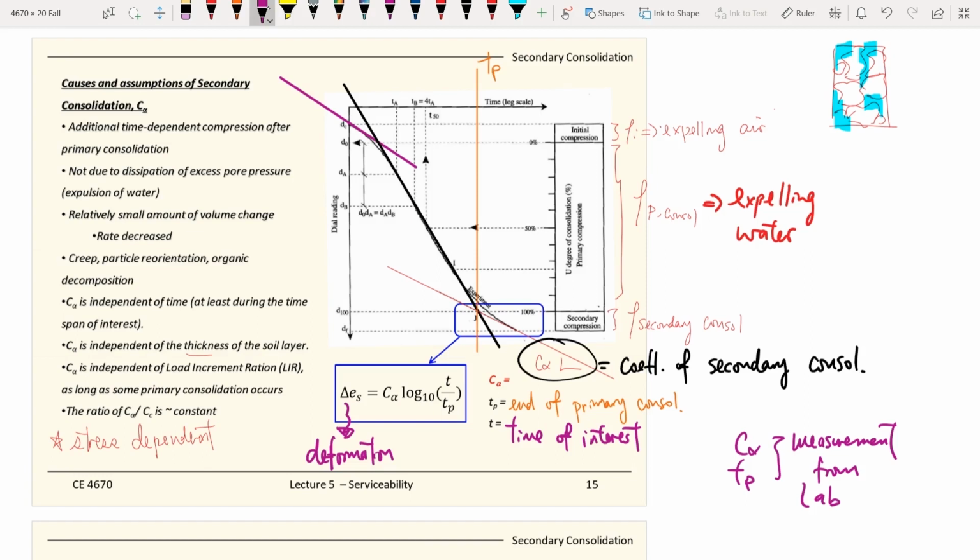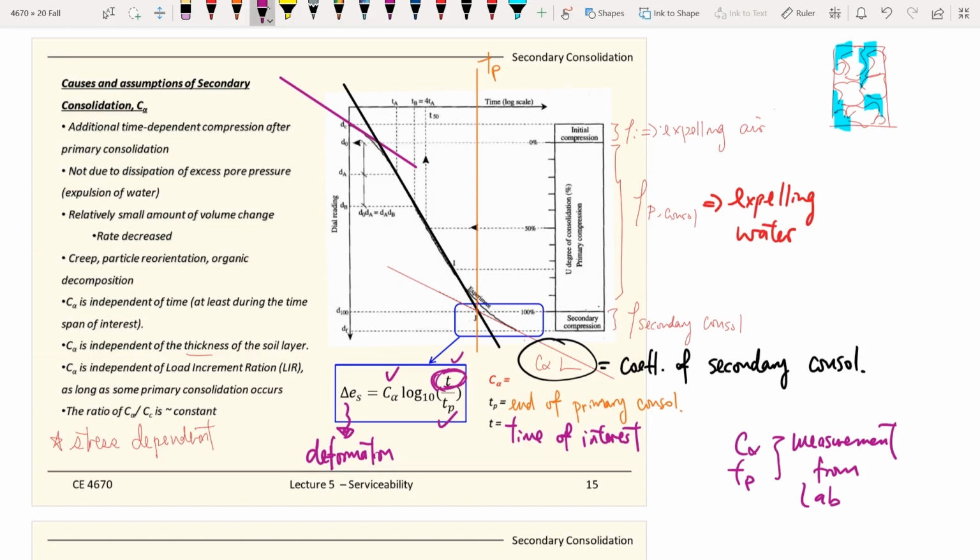And again, this is stress dependence. It depends on which stress level you're designing for. So now you know the C sub alpha and T sub P, and you know the time that you want to investigate, which is from the design time that you design for. So you know those three parameters, then you can find out the deformations.